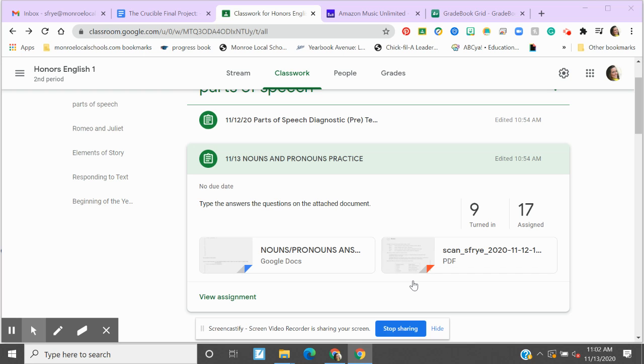Okay, people at home, make sure that you are getting on and doing this assignment. We are doing parts of speech boot camp for the next couple of days until Thanksgiving break. Today, I posted this nouns and pronouns practice.